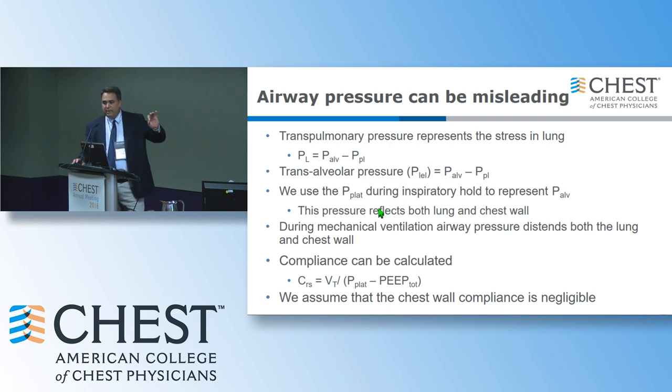those recommendations are based on measuring the lung mechanics by using the airway pressures. And the problem is that the airway pressure can be very misleading in how you're ventilating and inflating the lung. So the transpulmonary pressure is what we really want to follow. This is the pressure that's required to inflate the lung. And it's the alveolar pressure minus the pleural pressure.